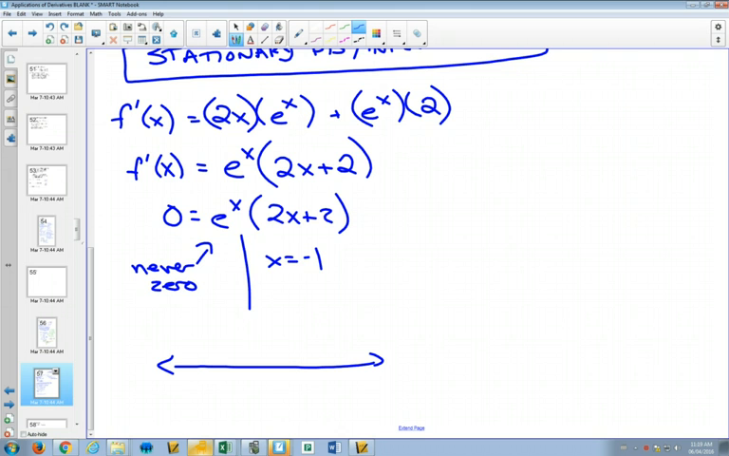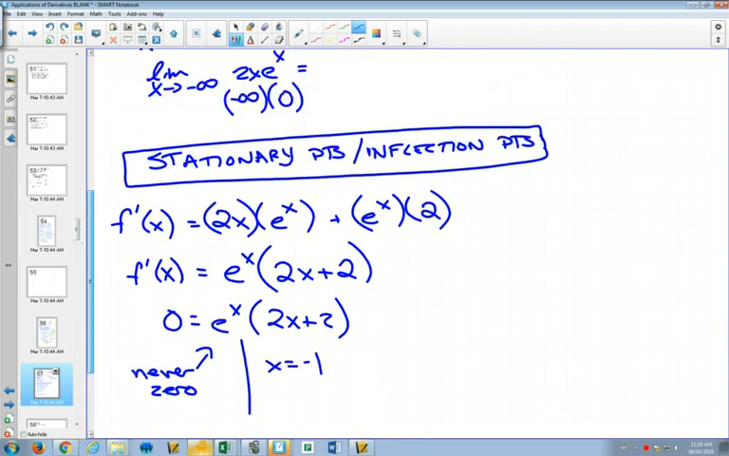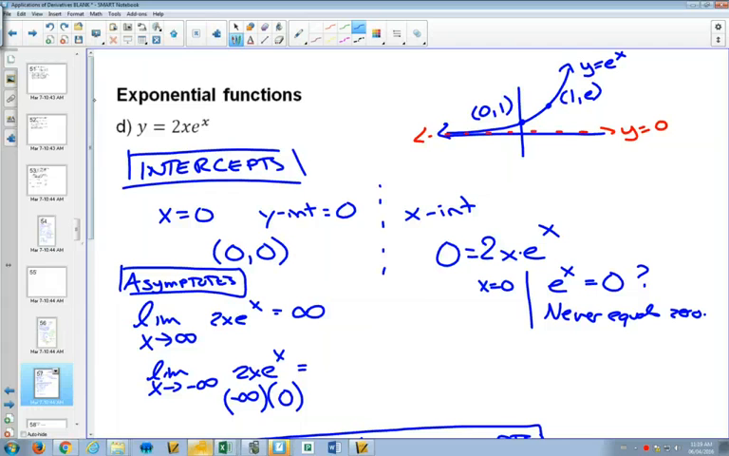So -1 is going to be the only critical point as far as finding out whether that is a maximum or minimum. Okay? We're going to need to plug in some values. Some other things about e to the x. Not only is it never equal to 0, but if we look at what property e to the x has, it's always positive. So it's never equal to 0 and always positive.